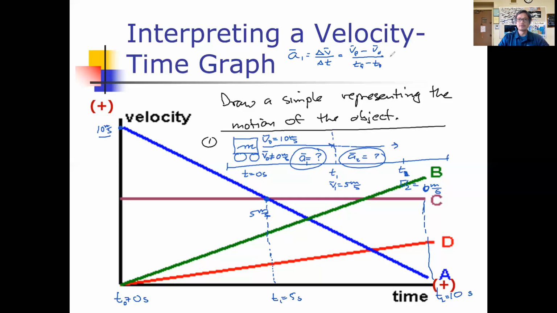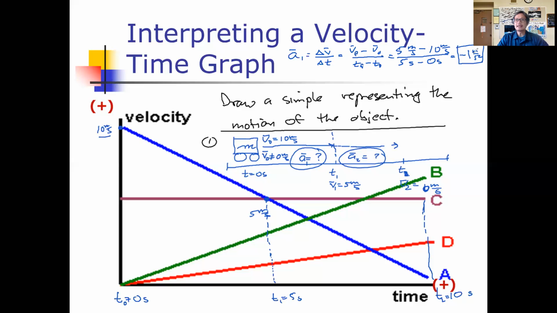All right, so for the very first time interval, which we said was between 0 and 5 seconds, v final is 5 meters per second minus v initial, which is 10 meters per second, all over 5 seconds minus 0 seconds, t final minus t initial. And so we have a negative 1 meter per second squared acceleration.